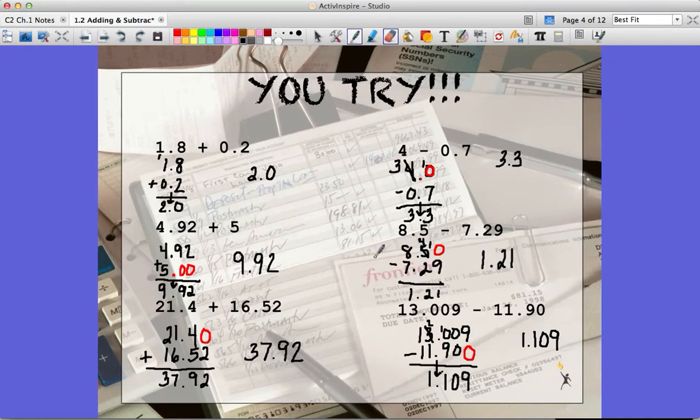Okay, so we had to do the same thing over here. We had 8 and 5/10 minus 7 and 29 hundredths. So we line up the decimals, line up our whole numbers, and then we added the 0 here to make this number as long as this number.